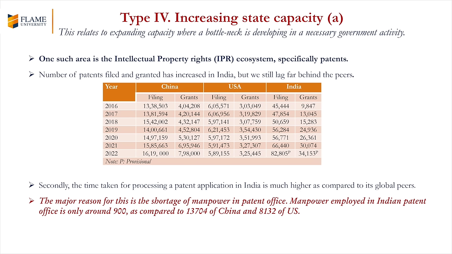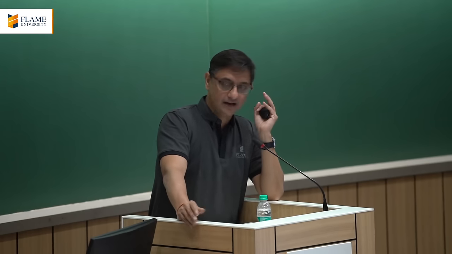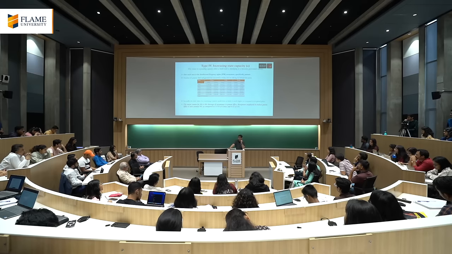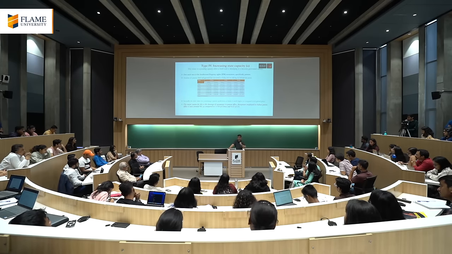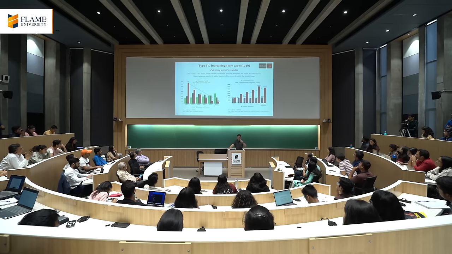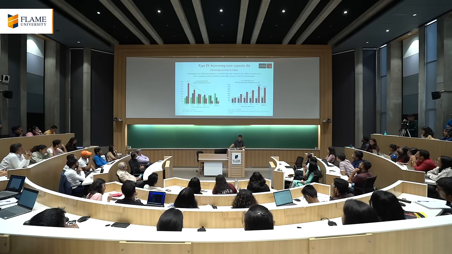Last year, the number of manpower employed in the patent office was only a little less than 900. Compare this with 13,700 in China and 8,132 in the US. Now, no matter how good our patent guys are, you cannot compete. You just cannot compete. So you simply need more people. So we began to do something. We began to get our processes going and we sped them up.